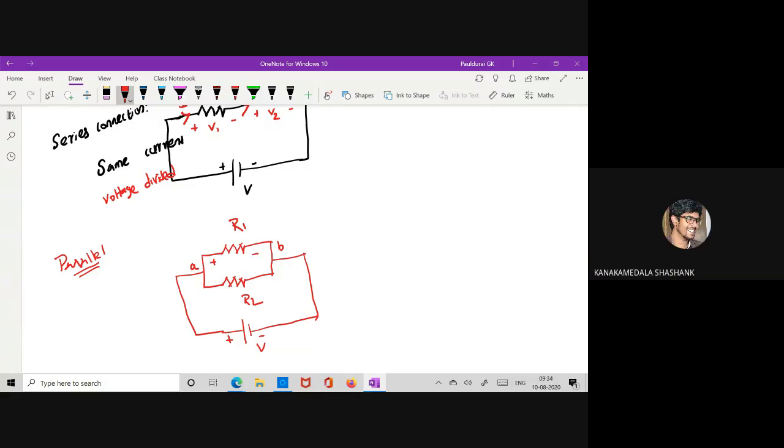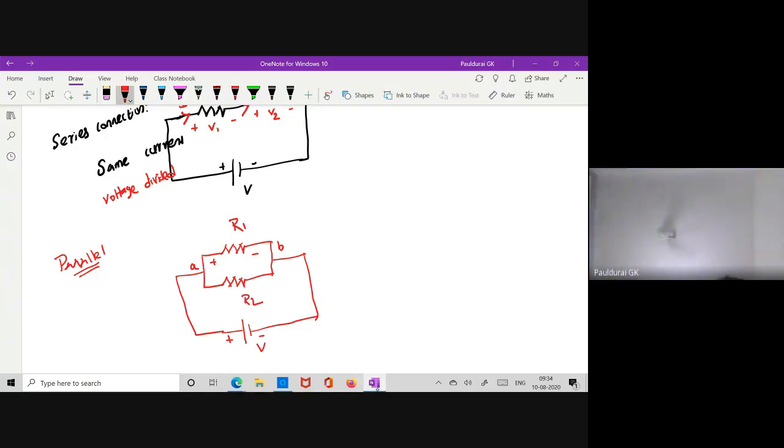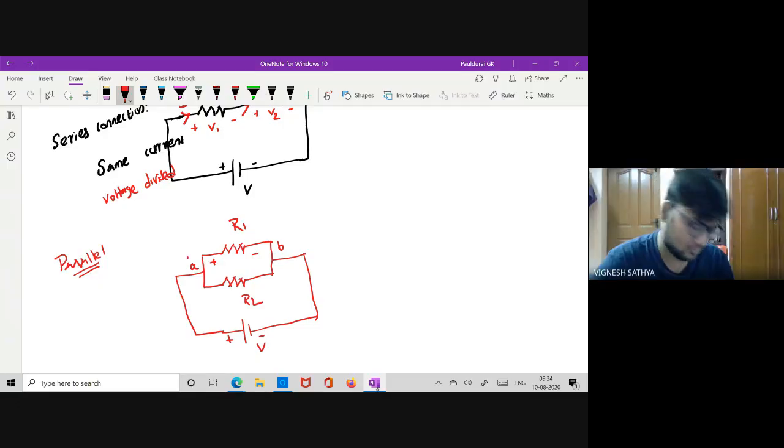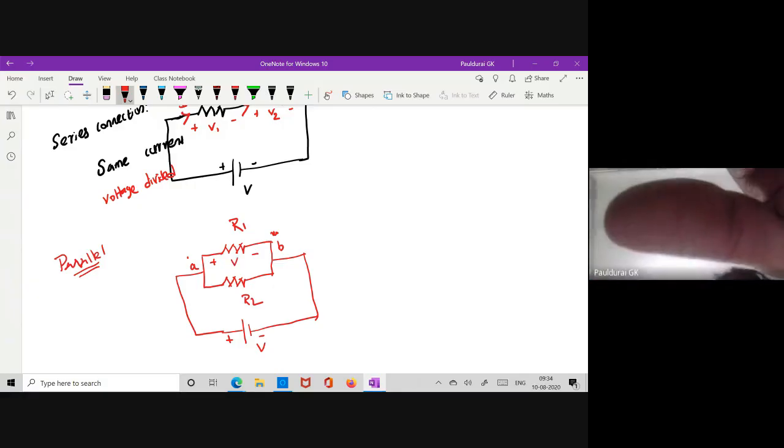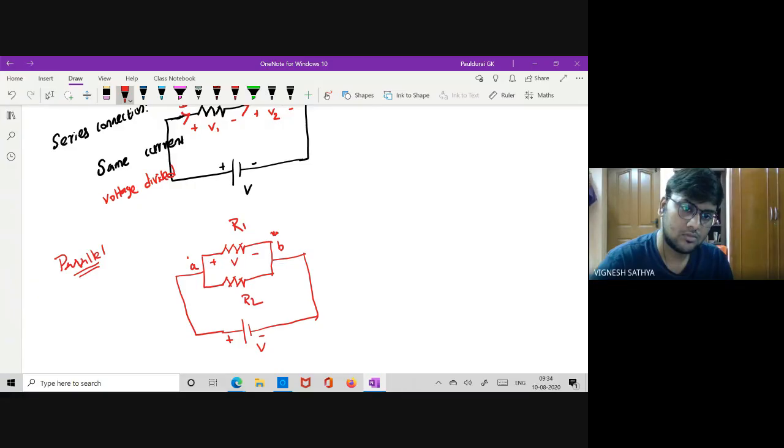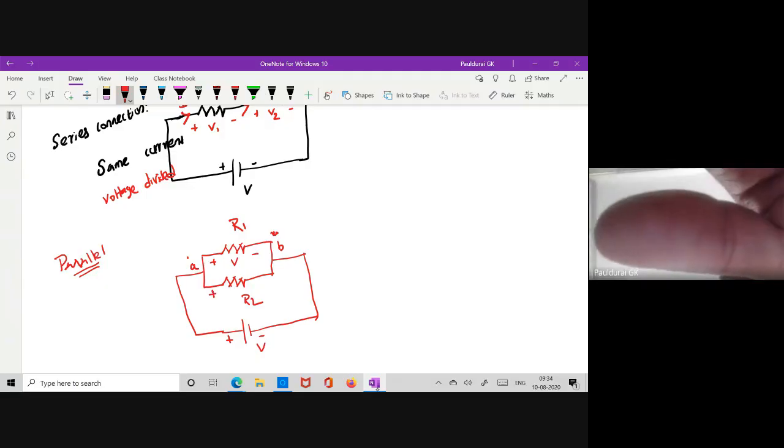V. How? Because this is terminal A, where your positive is connected. This is my terminal B, here my negative is connected. This is nothing but V actually. Now what is the voltage across R2? This is plus minus, so here also this is actually V. So the voltage is the same, right?